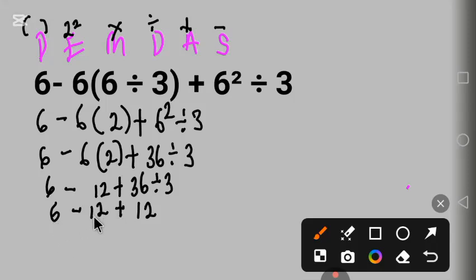6 minus 12 will give us minus 6 plus 12. Minus 6 plus 12 will give us 6. This is the correct answer.